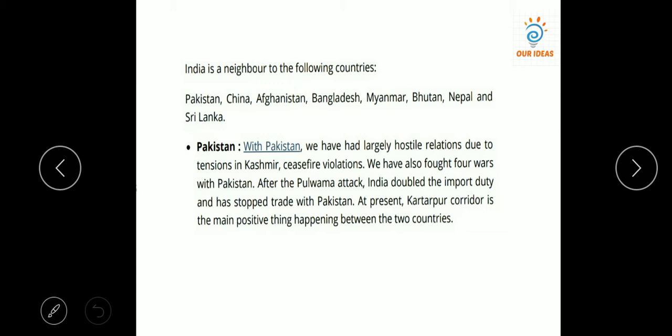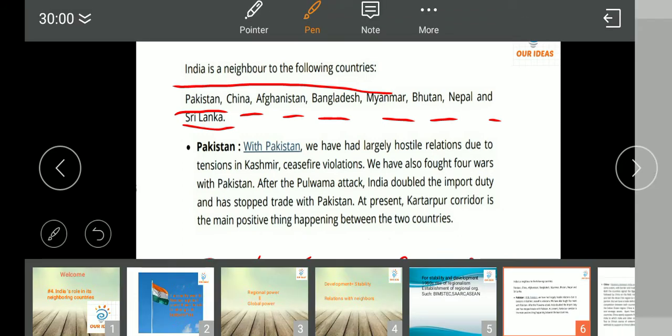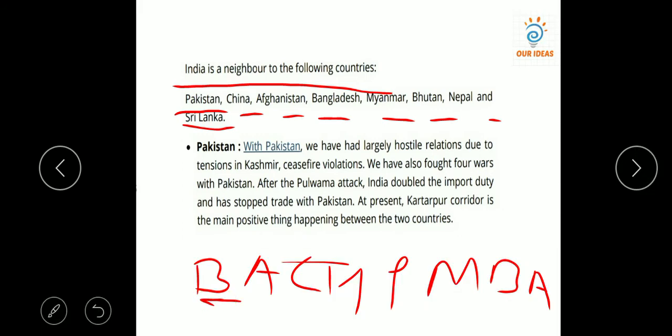So let's get started with today's topic, India's relations with neighboring countries. The neighboring countries are Pakistan, China, Afghanistan, Bangladesh, Myanmar, Bhutan, Nepal and Sri Lanka. But before starting, we should know the length of India's borders with many countries. There is a formula, Bachpan MBA. B for Bangladesh, C for China, P for Pakistan, N for Nepal, M for Myanmar, B for Bhutan. So this is the formula. Let's get started directly.